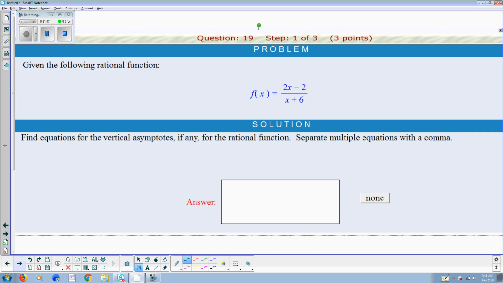Okay, 19. Given the following rational function, find the equations for the vertical asymptotes, if any, for the rational function. Set the denominator equal to 0.